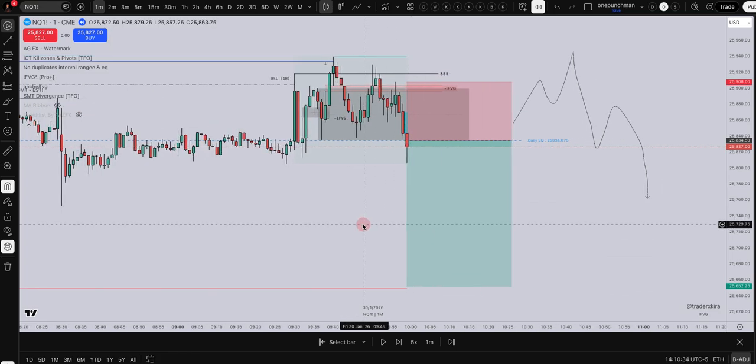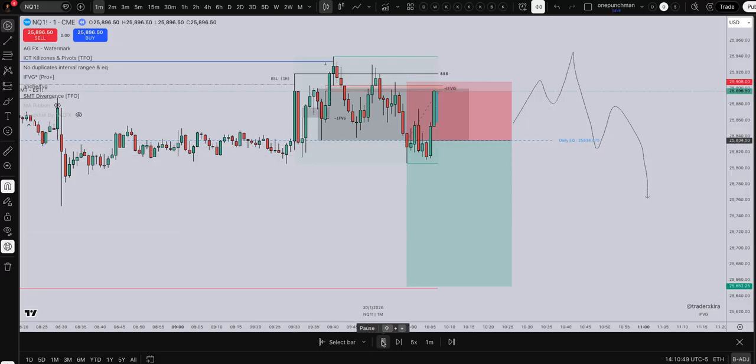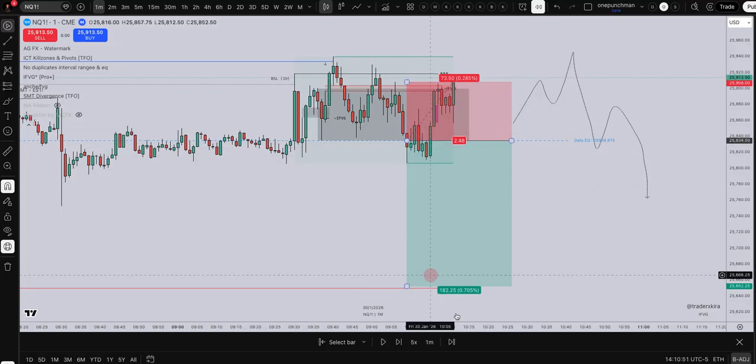But here's the thing I'm trying to tell you. I'm already done with the trade. This trade's already done. No matter what's going to happen here, for me, this trade's already done. Remember this setup here off the daily EQ? This was setup number 2. Stop loss.